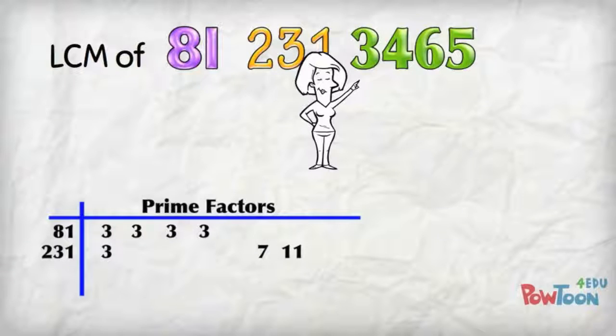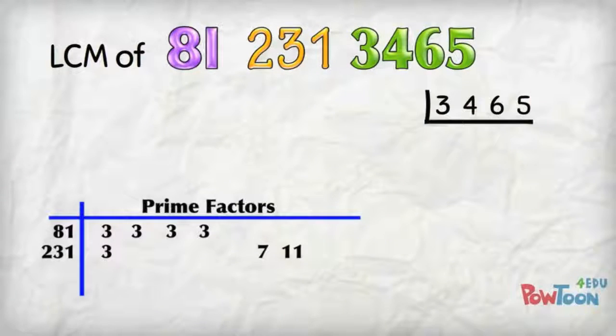3,465. Obviously, this calls for the short division route to extract the primes. Our number ends in 5, so we can instantly tell that 5 is a factor. So start off by dividing by 5. 5's into 34, 6 5's are 30, remainder 4. 5's into 46, 9 5's are 45, remainder 1. 5's into 15, 3 5's are 15.